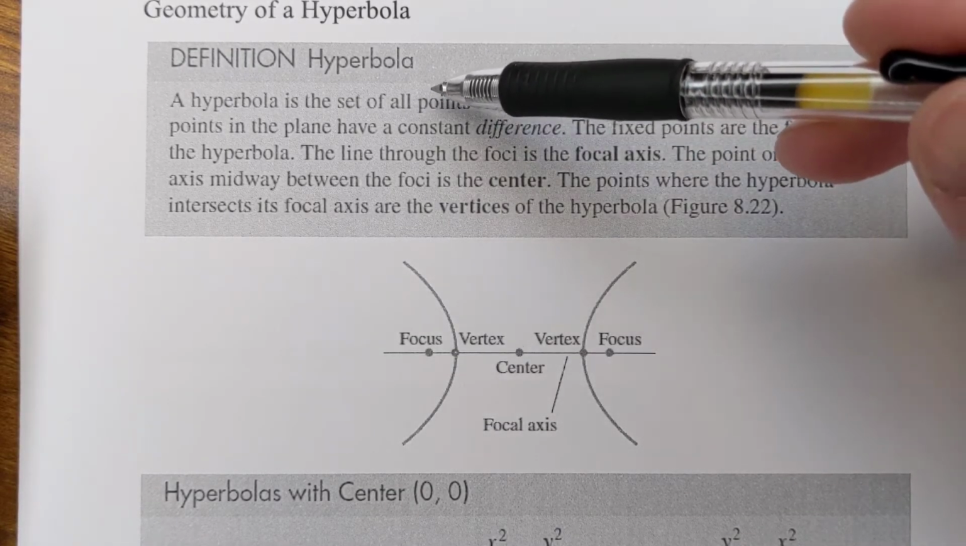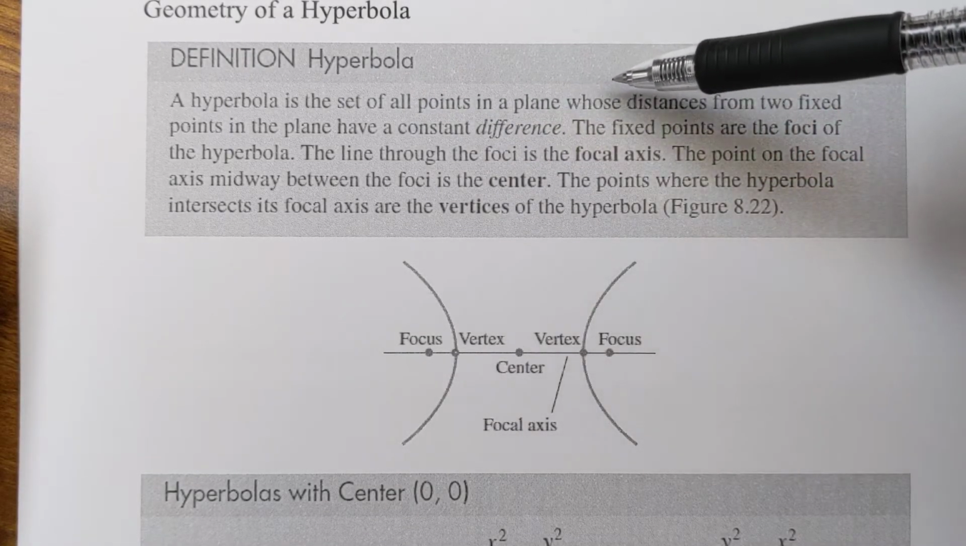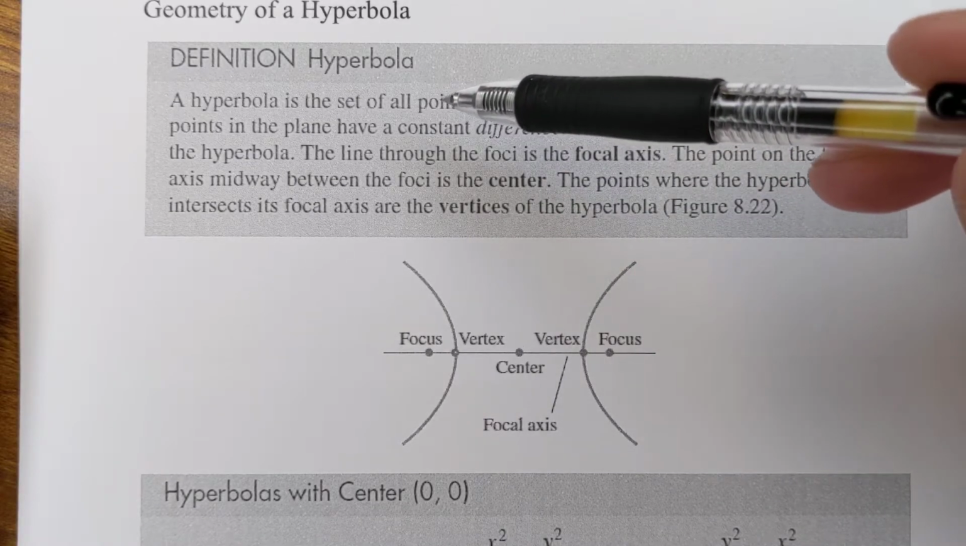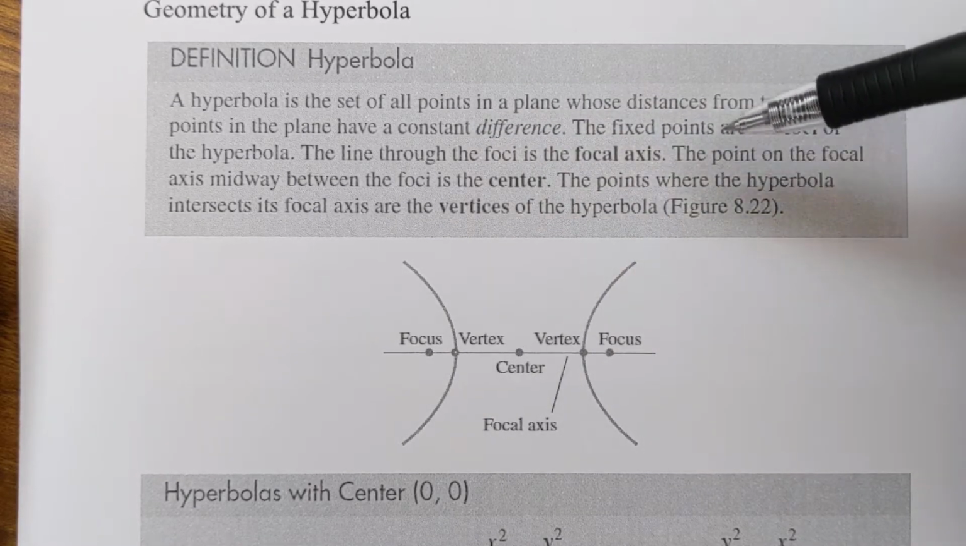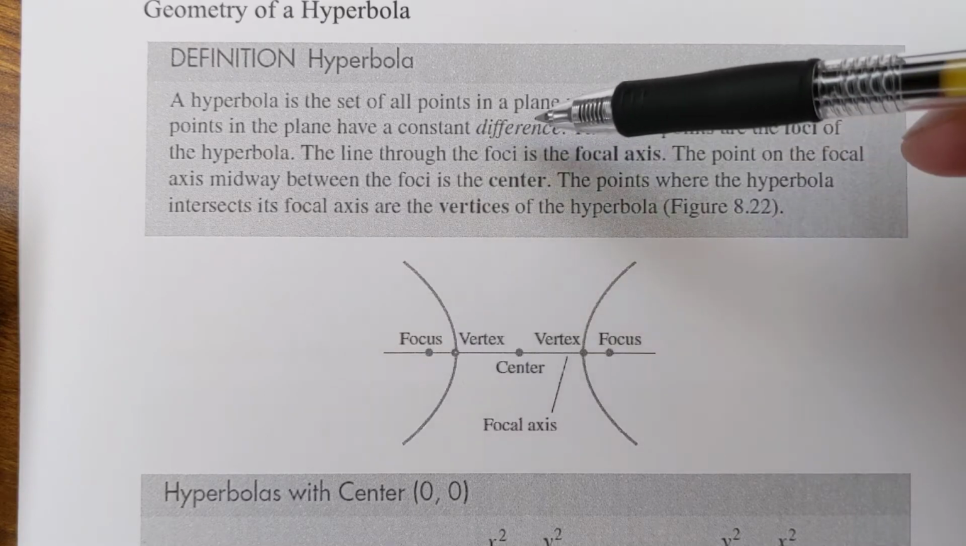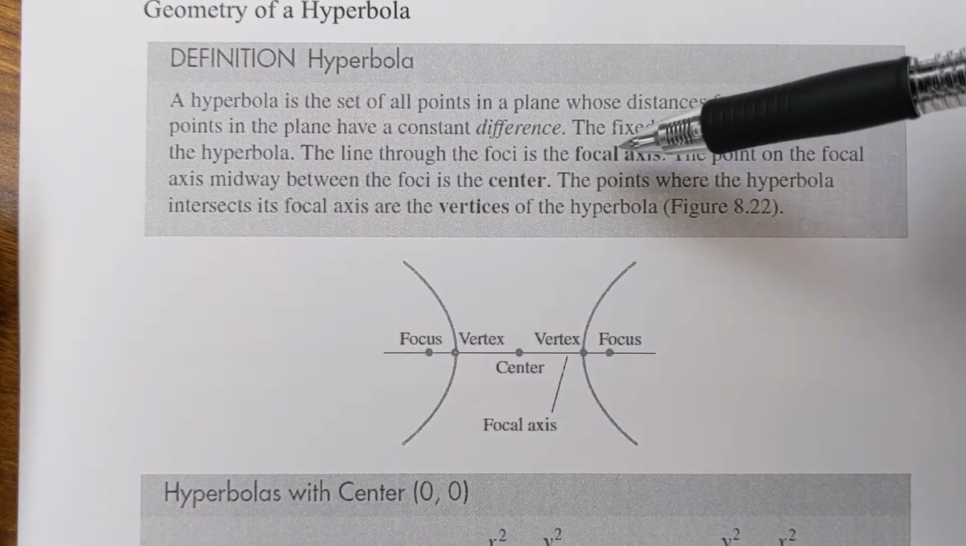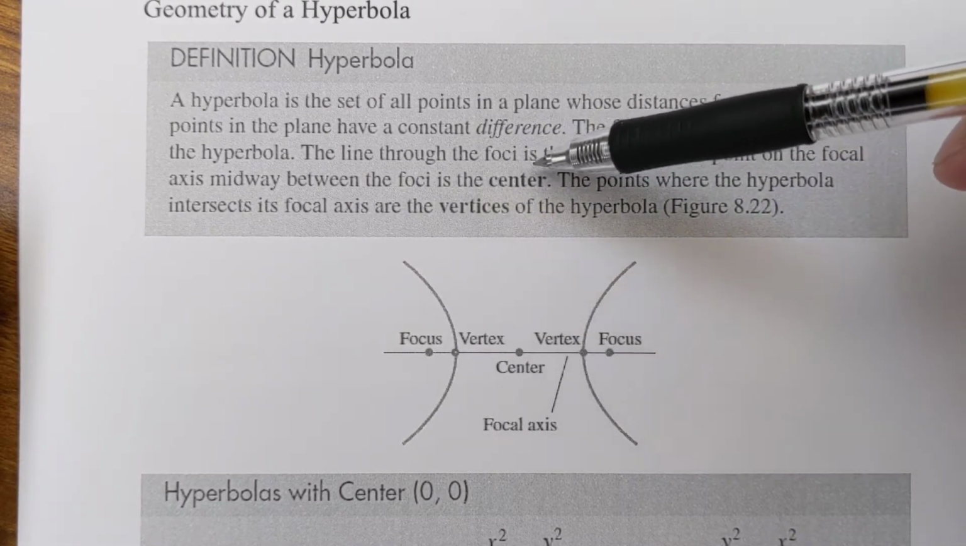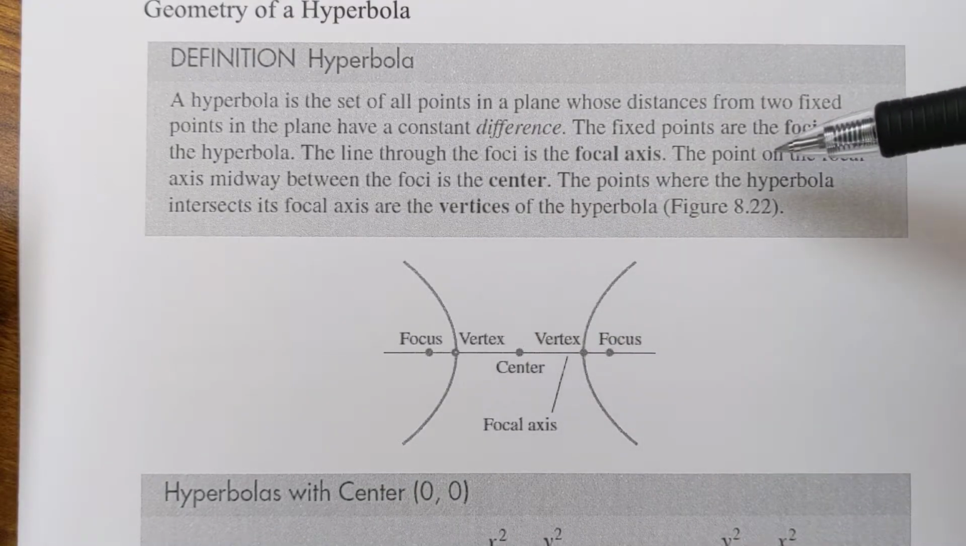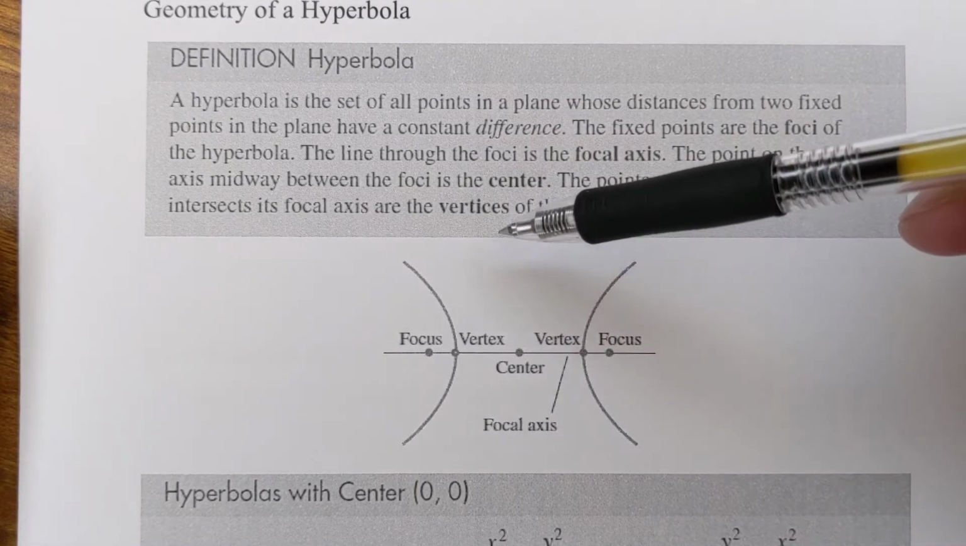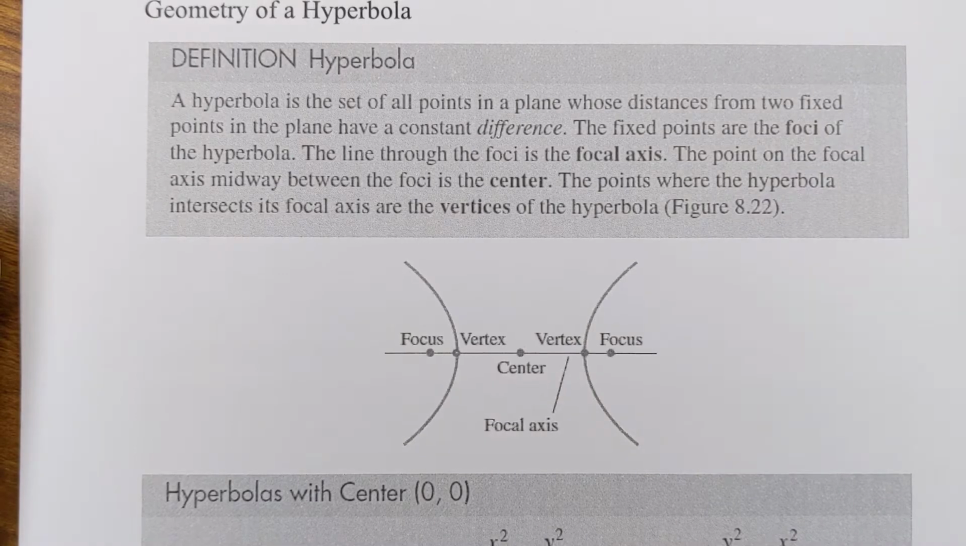So the hyperbola is the set of all points in a plane whose distances from two fixed points in the plane have a constant difference. The fixed points are the foci of the hyperbola. The line through them is the focal axis. The point on the focal axis midway between the foci is the center, also midway between the vertices. Points where the hyperbola intersects its focal axis are the vertices.